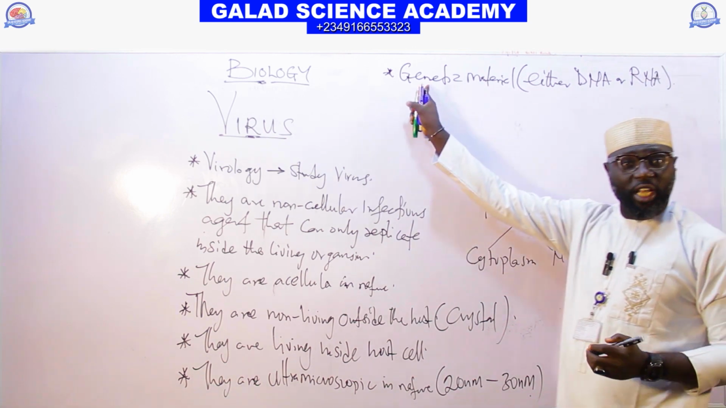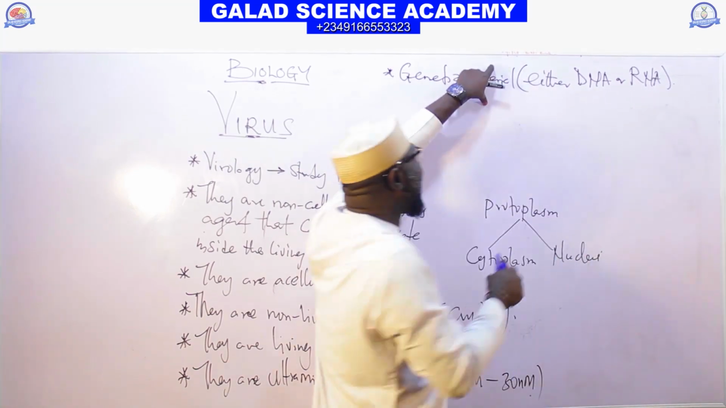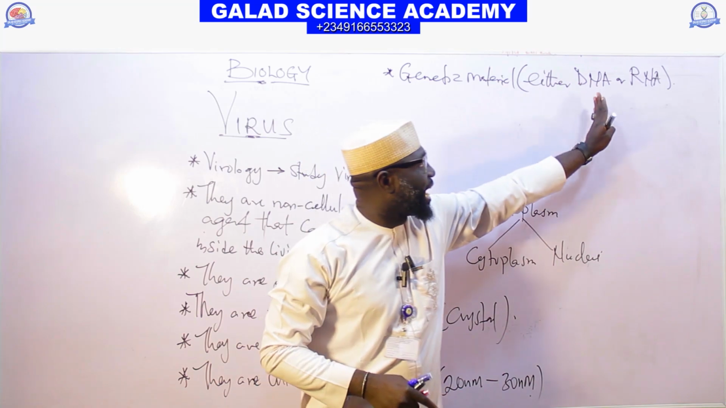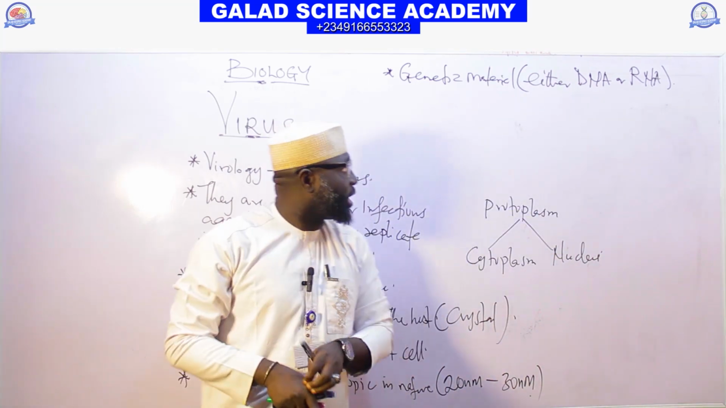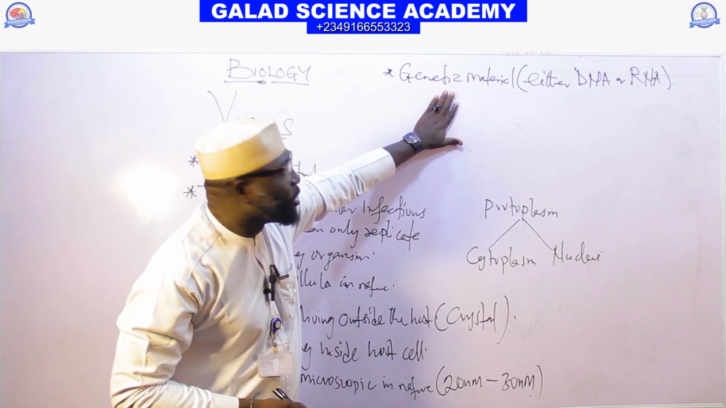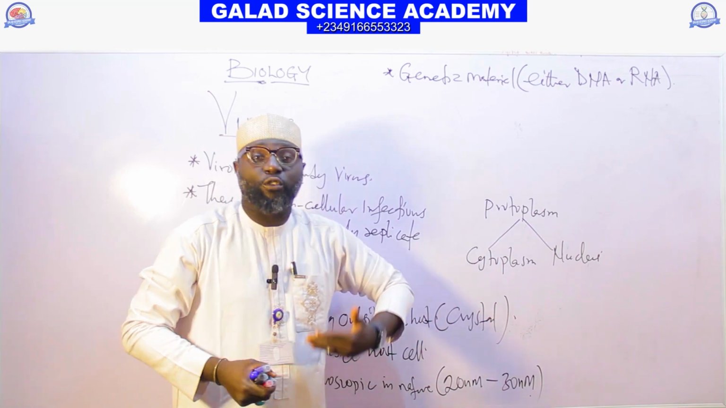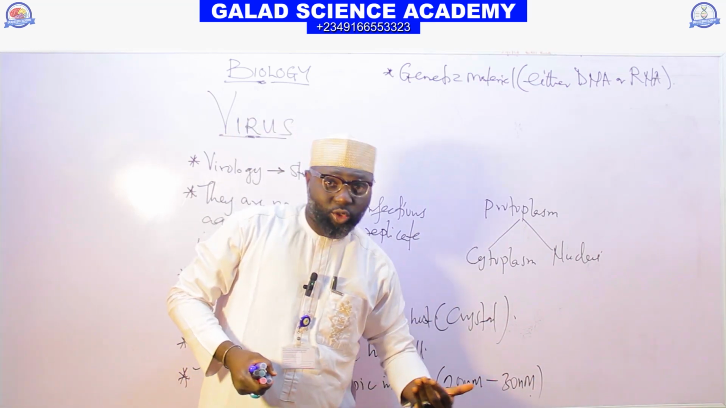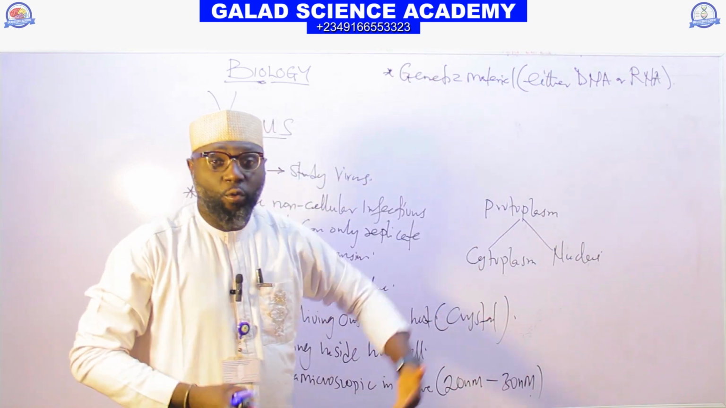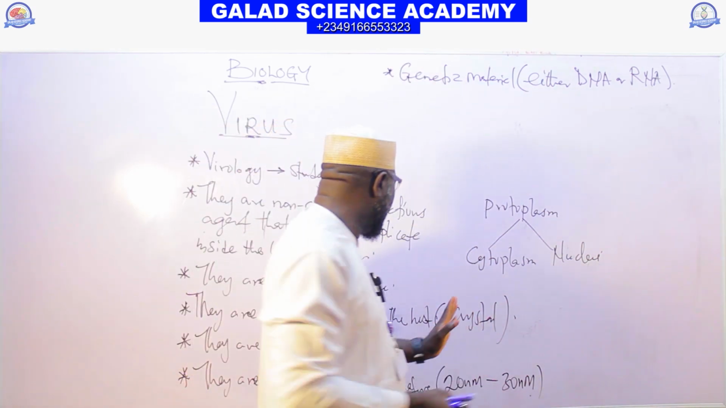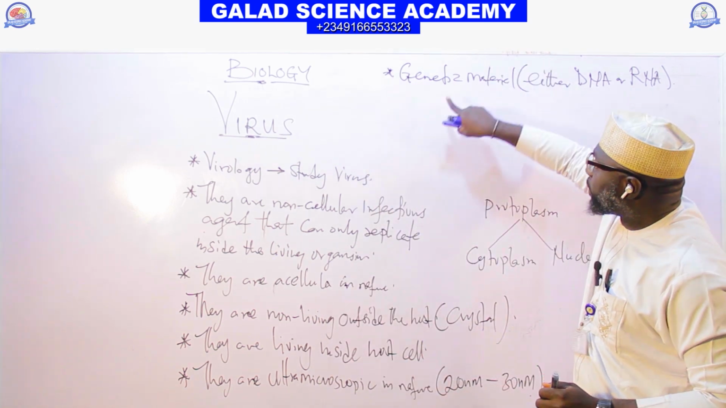So the virus contains what? Either DNA or RNA. The genetic material in a virus is either DNA or RNA. What do you mean by genetic material? Genetic material is the substance that is responsible for the transmission of genes from one generation to another, the substance responsible for reproduction in virus.